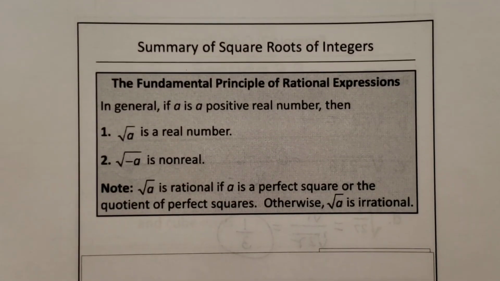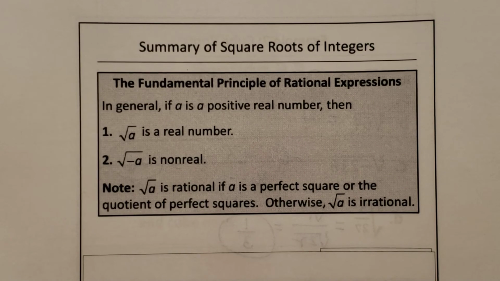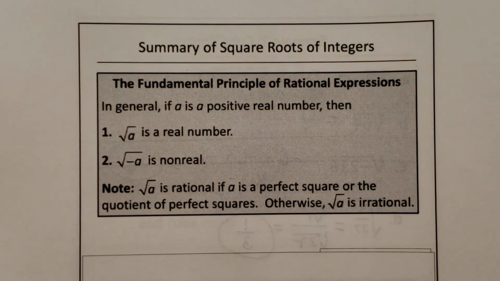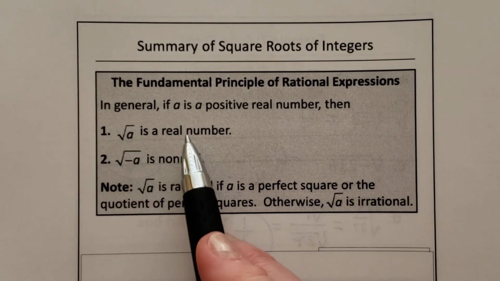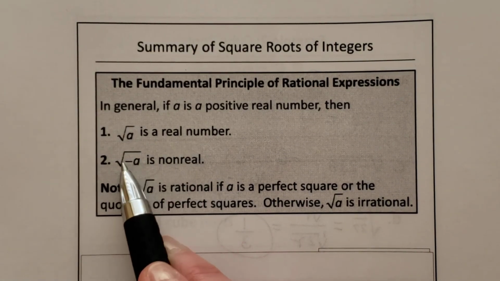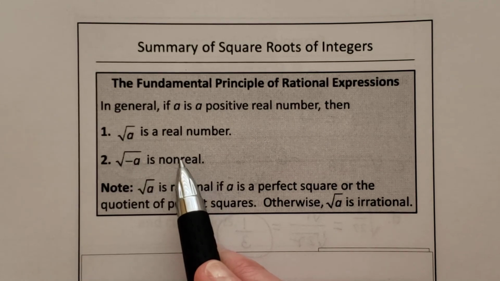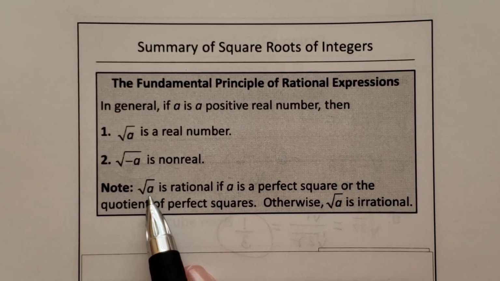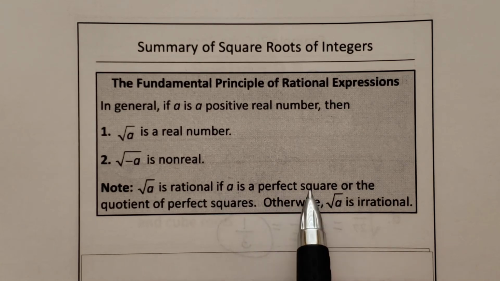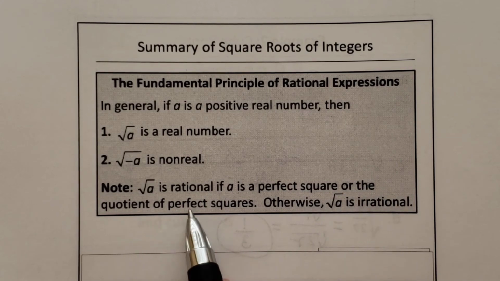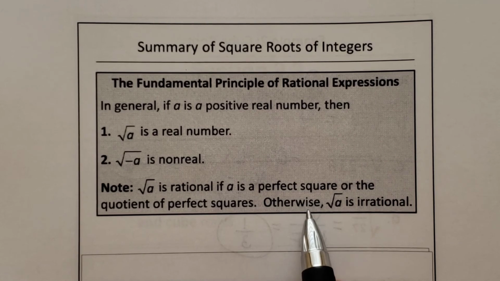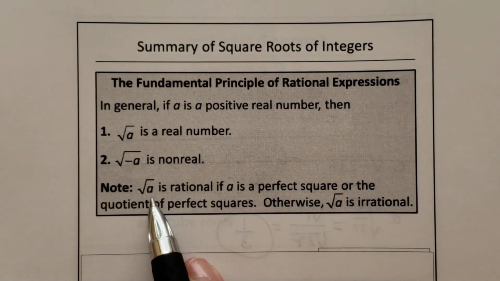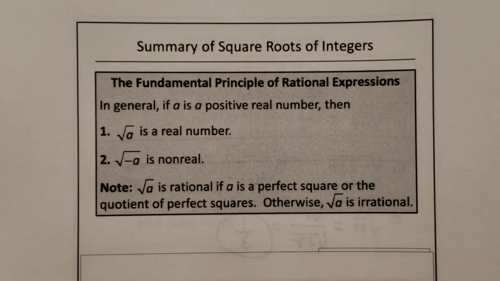All right, just here's a note for us. It says the fundamental principle of rational expressions in general, if a is a positive real number, then the square root of a is a real number. However, the square root of negative a is non-real. The square root of a is rational if a is a perfect square, like the square root of 25, square root of 36, or the quotient of perfect squares, for example, the square root of 4 over 9. Otherwise, if the number under the radical is not a perfect square, the answer is irrational.